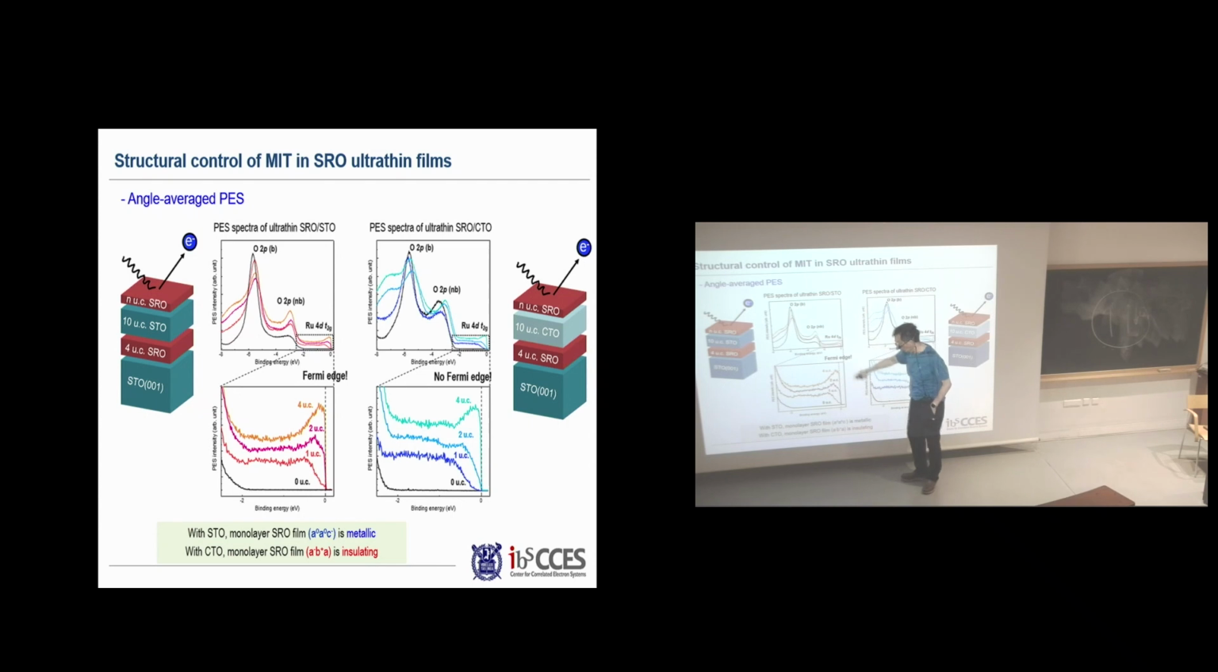Even for the one unit cell sample, you have a very good finite density of states. So that's metallic. But here, it becomes insulator. So a metal-insulator transition occurs in the one unit cell SrRuO thin film by controlling the OOR rotation.